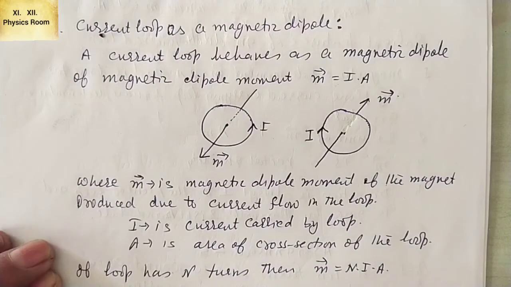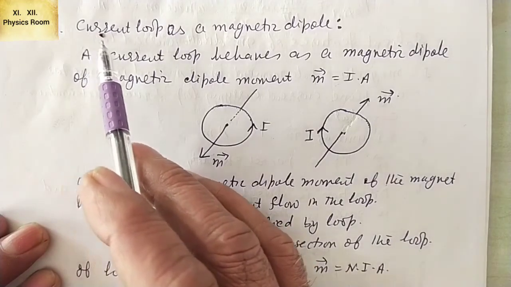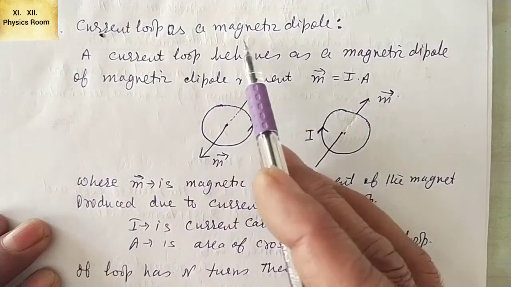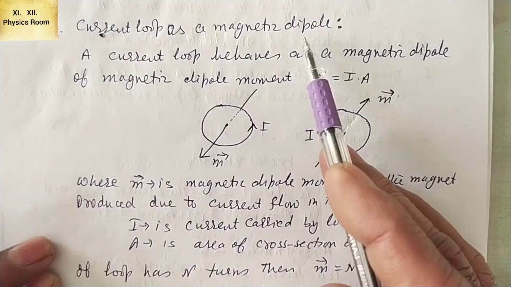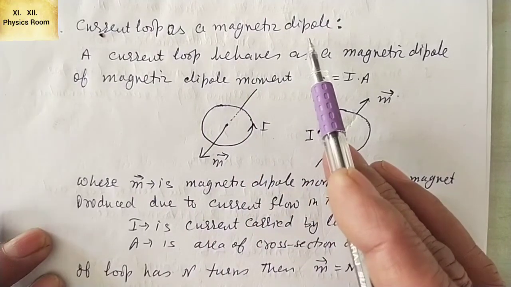Hello, dear students. Today we start with the fifth topic of the chapter Motion of Charge and Magnetism. The fifth topic is current loop: current loop as a magnetic dipole. We are to understand how a current loop behaves as a magnetic dipole.